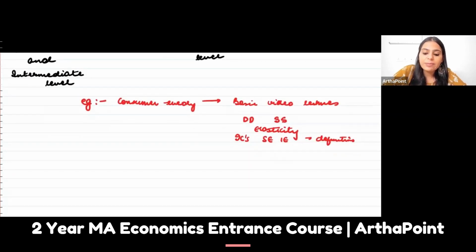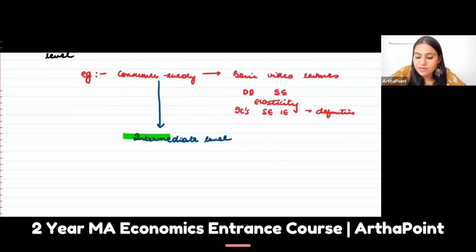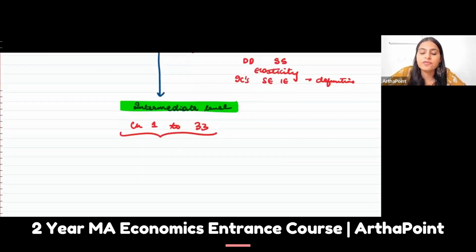Now, when I progress this to the intermediate level, you will see that this intermediate level will cover complete Varian. So in the intermediate level, all chapters of Varian from 1 to 33, whichever is important from the entrance exam point of view, all those chapters would be there in the intermediate module.